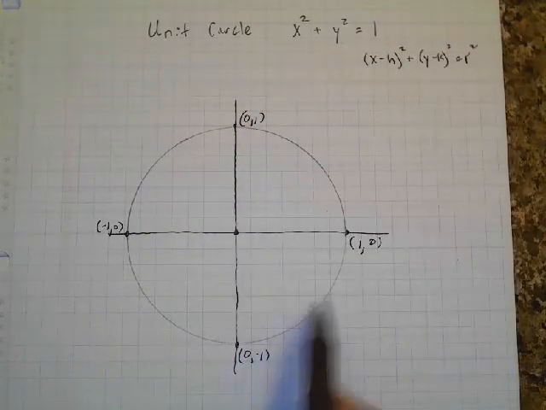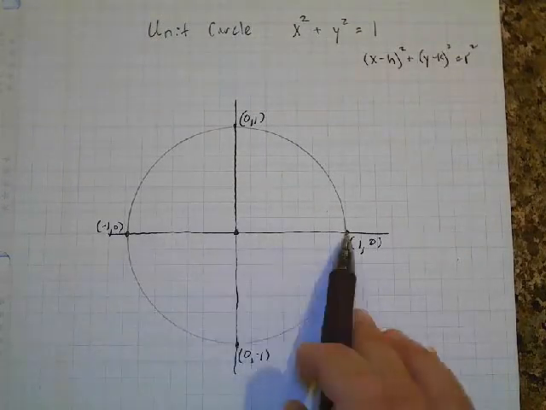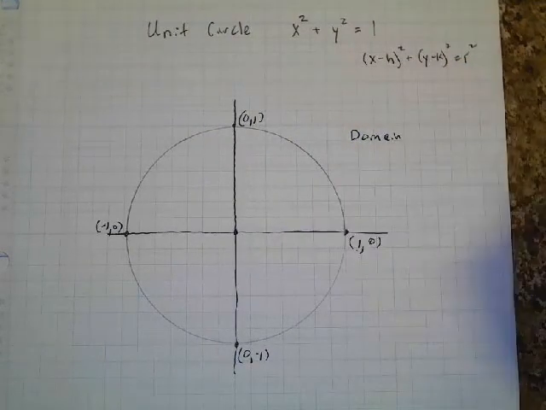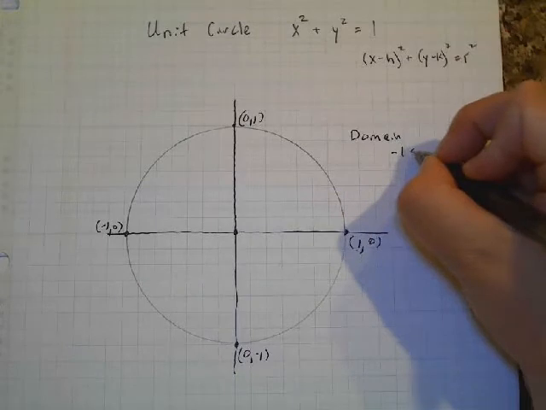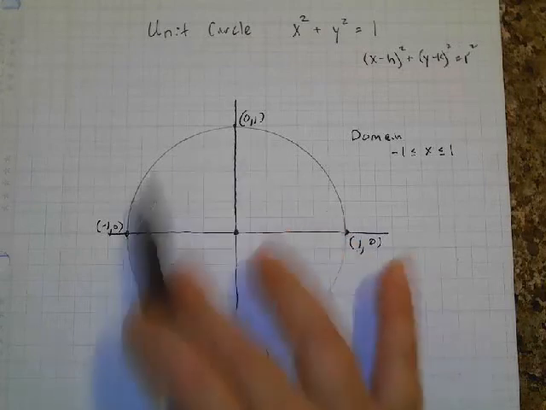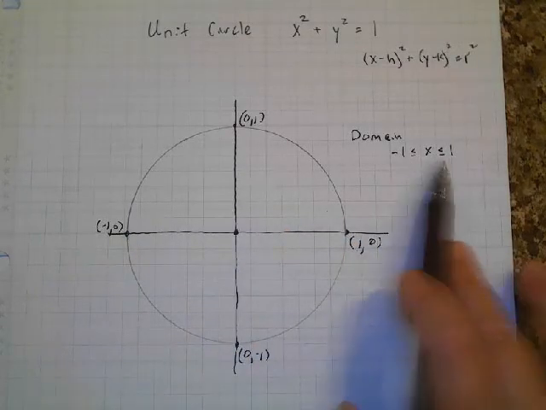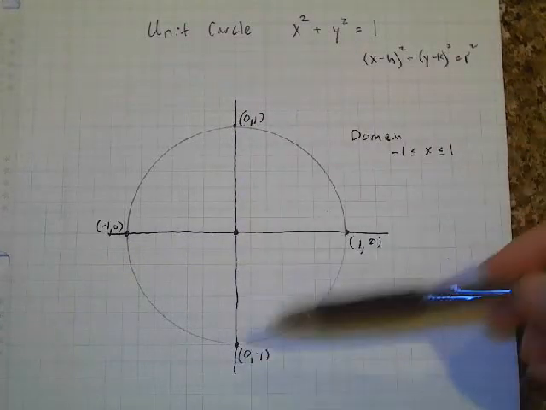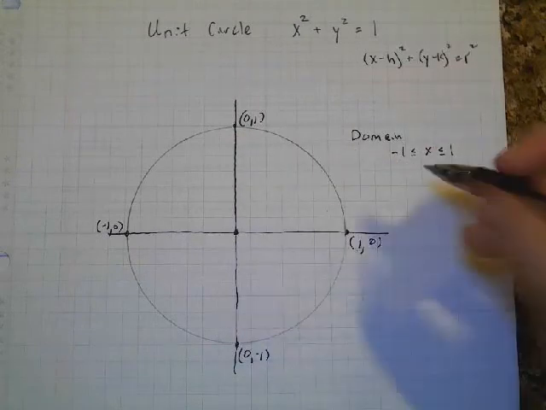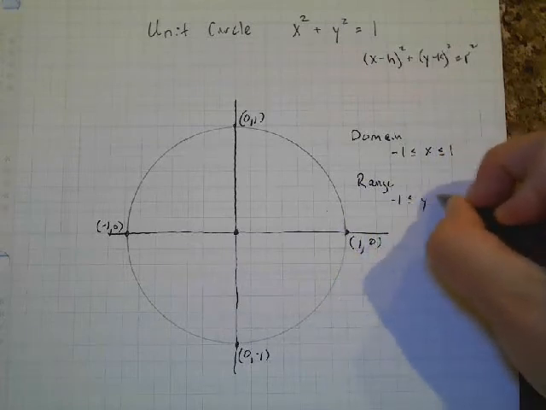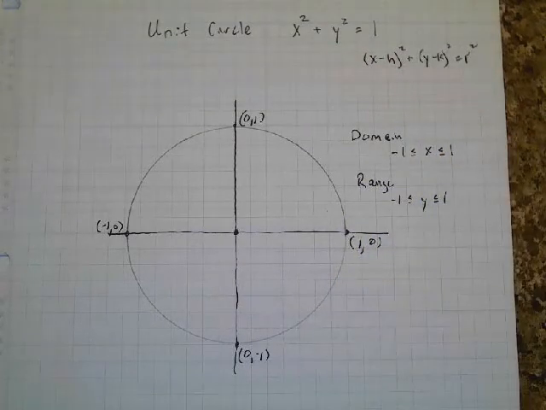Since the circle from left to right goes from negative 1 to 1, we would say that the domain, the values that we can put in for x, have to be between negative 1 and 1. There will be no x values on this circle that aren't between negative 1 and 1, including negative 1 and 1. Same thing happens for the range. Anything that I put in for x, the only values I can get for y, the range, is going to be from negative 1 to 1. So whatever we put in, these are the only values that can happen for x and y.